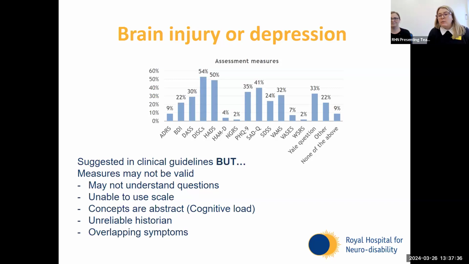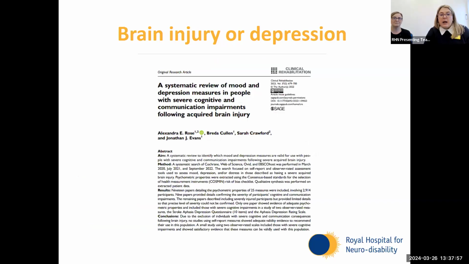As we've mentioned, they're unreliable historians, and for us to get a clear picture of a mood assessment, we're generally looking at symptoms over a 2-week period, or at least having a think about how this mood presentation has changed or is different from their baseline. And like I mentioned, there's a significant overlap in the symptoms, and it's really challenging to tease those out. So I asked there, I said maybe they're not valid. I can now definitively say they're not valid.